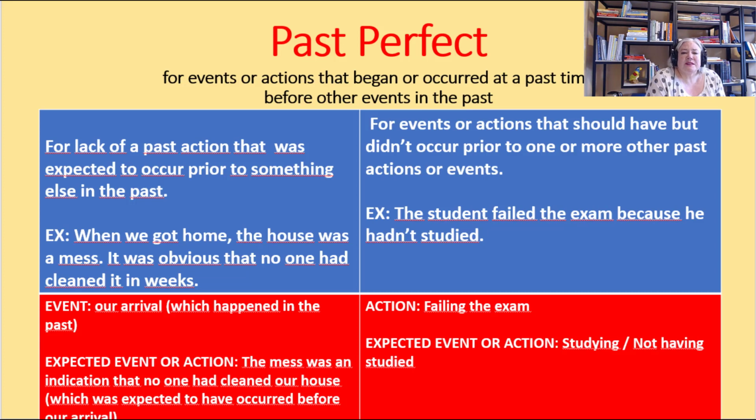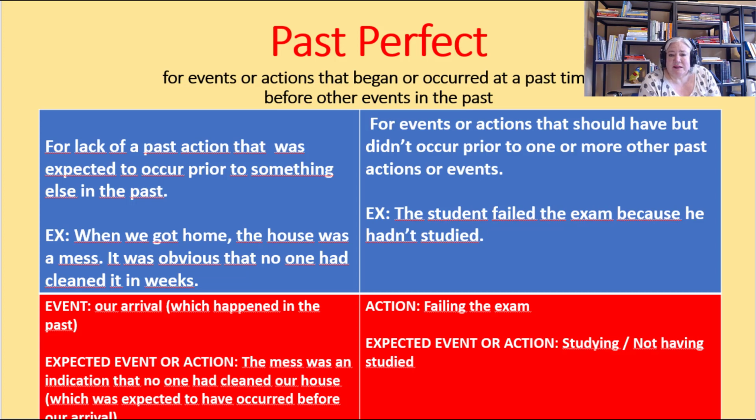Also, we can use the past perfect for lack of a past action that was expected to occur prior to something else in the past. When we got home, the house was a mess. It was obvious that no one had cleaned it in weeks. Event, our arrival, which happened in the past. The expected event was that the house would have been cleaned. And the mess was an indication that no one had cleaned it.